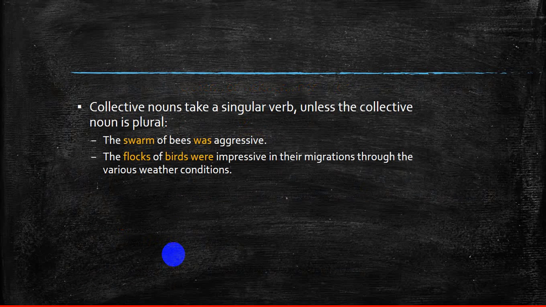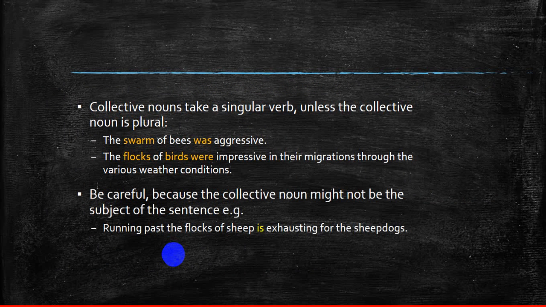Collective nouns take a singular verb unless the collective noun is plural. So the swarm of bees is one thing. The swarm of bees was aggressive. However, the flocks, plural, of birds were impressive in their migrations through the various weather conditions. And then be careful again, because the collective noun might not be the subject. So running past the flocks of sheep is exhausting for the sheepdog. So somebody is running past the flocks of sheep.